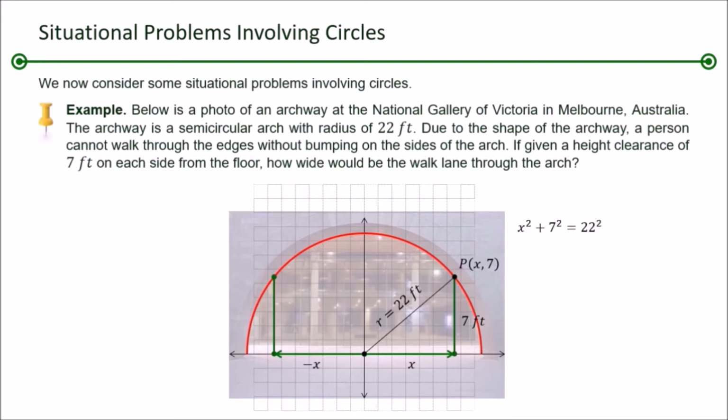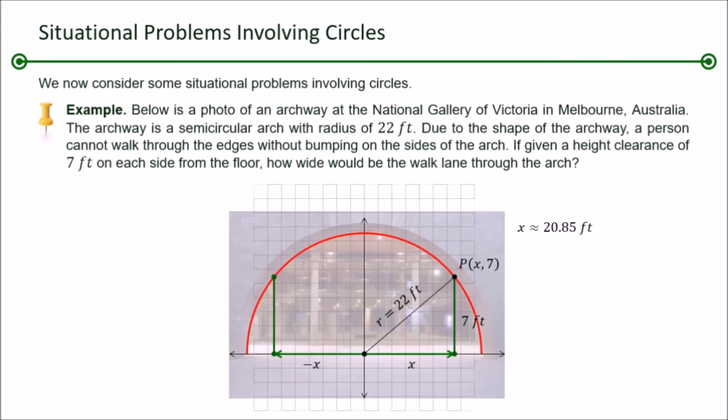From here, we substitute the values of y and r. That becomes x² + 7² = 22². 7 squared is 49, and 22 squared is 484. Transposing 49 to the right-hand side of this equation, we have 484 minus 49. The difference would be 435. Taking the square root, this would be about 20.85 feet.